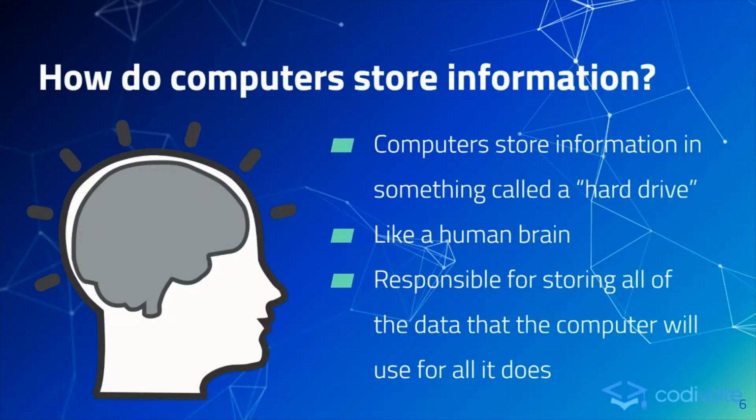But to do all of these things, as we said earlier, computers need to do things with information you give it, and then store it somewhere. That's why computers have something called a hard drive, which is responsible for storing all of the data that they get. You can think of a hard drive as kind of like the brain of the computer, because it's responsible for storing all of the data that the computer might need to do all of the things that it needs to do.